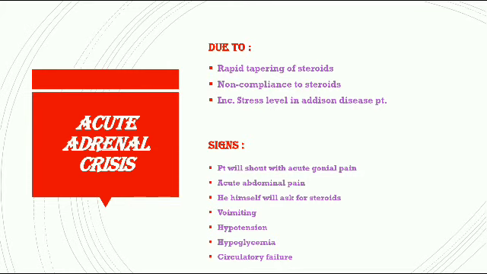So what are the signs which you will see in these patients? The patient will shout with acute agonizing pain. It will be so painful for the patient that he himself will ask for steroids. There will be acute abdominal pain. There will be vomiting, circulatory failure, hypertension, as well as hypoglycemia.